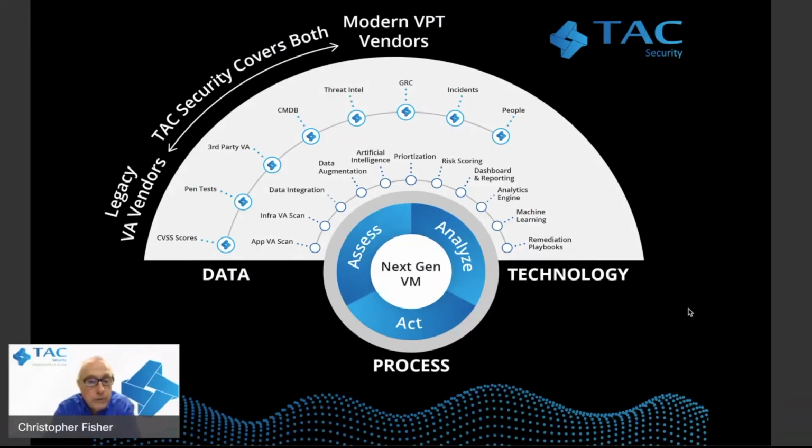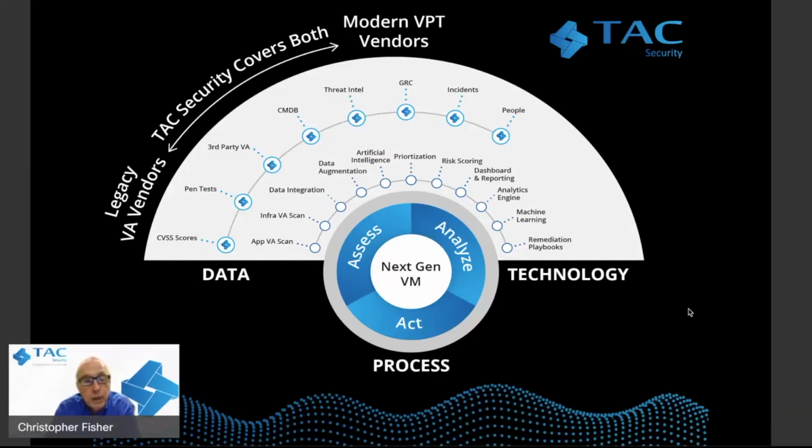You should have your CVSS scores from your infrastructure and application scans, you should have pen tests, you should have third-party assessments, and combine those with things like your change management data, threat intelligence from feeds from the outside to give context to the vulnerabilities that are found, risk and compliance data, incident data, people data, the widest possible collection of data that we can make available to give you a real sense of priority around the vulnerabilities that are found.